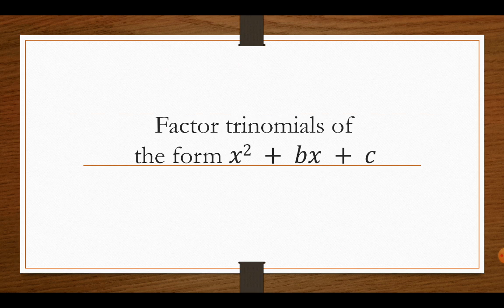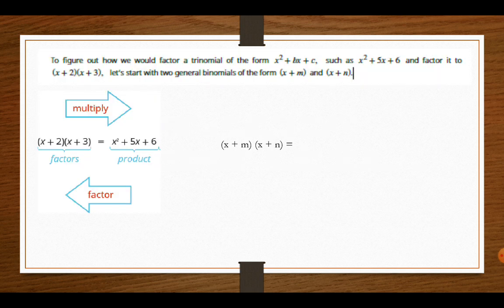If we're asked to factor a trinomial in the form x squared plus bx plus c, how can it be done? Let's start with an example where we know the solution already. For instance, here we have the product x squared plus 5x plus 6, and we know that the factors here are x plus 2 times x plus 3. And we could actually confirm that using the FOIL method, which is partly just repeated distribution. But let's generalize from this idea.